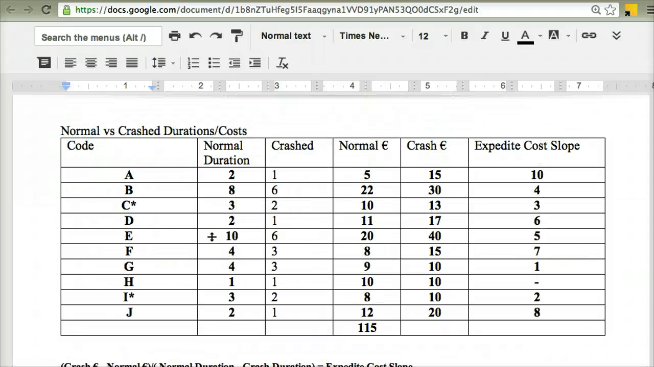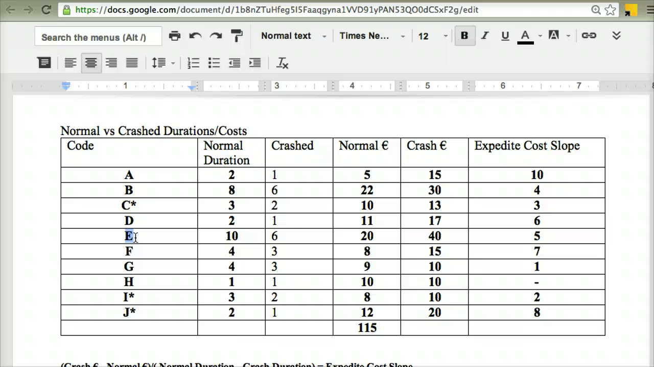J has been maxed out now. I can't crash it anymore. So let's just, for argument's sake, go on to the other option that I was talking about before, which was just this B and E, crashing both of those simultaneously, because E is on the first original critical path, B is on this new critical path.